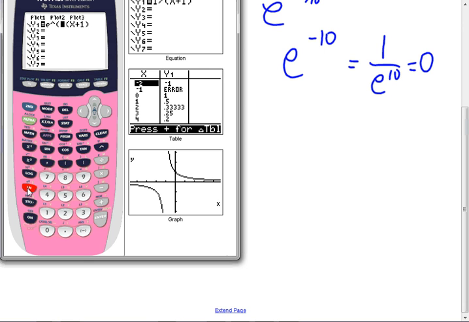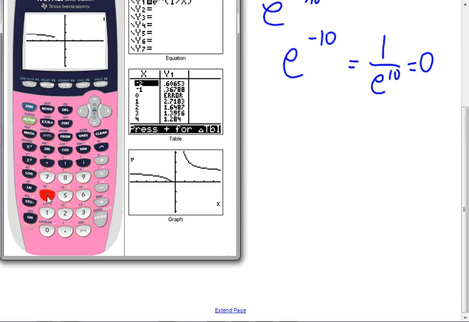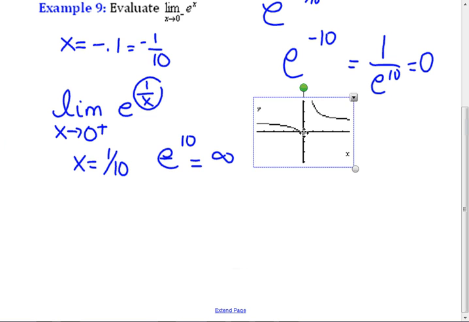To the 1 over x. 1 divided by x. I should have cleared things out. Okay, Eric, question? Now I'm going to zoom it in. Interesting looking function. Is that what you expected?